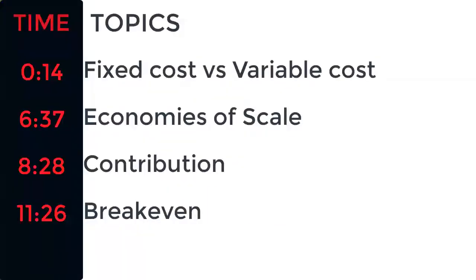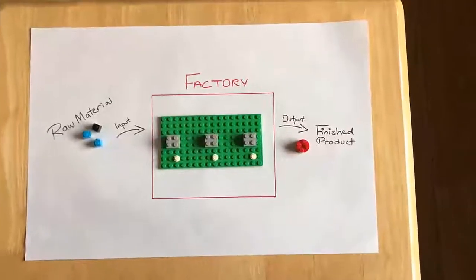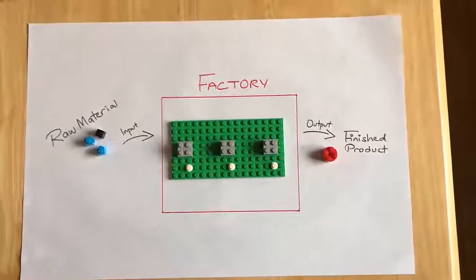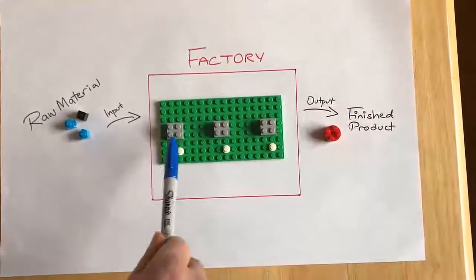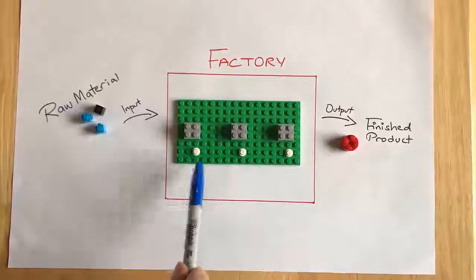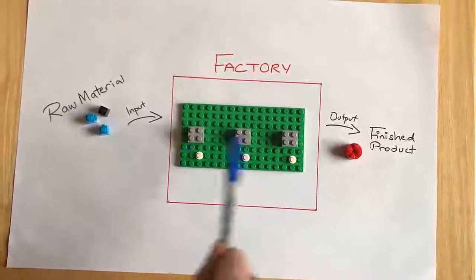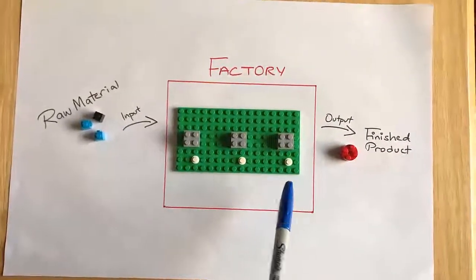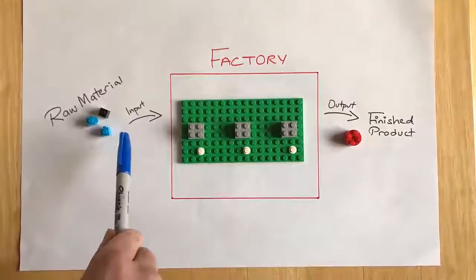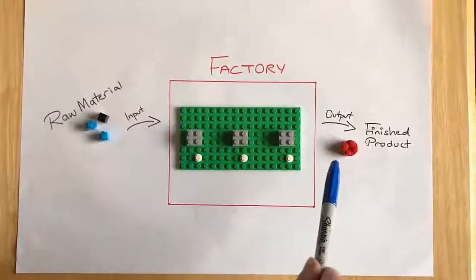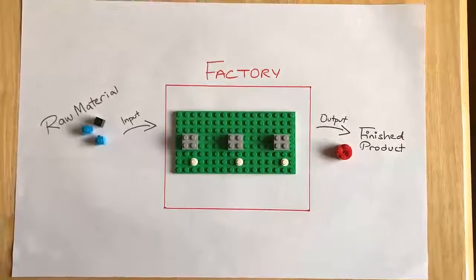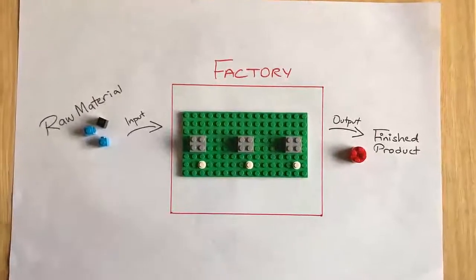Today we'll talk about the difference between fixed cost and variable cost, economies of scale, contribution, as well as break-even point. So let's start off. Here's a factory, and in our factory we've got 3 machines. So 1, 2, 3. The white dots represent employees, so we've got 3 machines and 3 employees. We've got raw material that goes in, inputs, and the output is a finished product. In our case, it's a Lego piece.